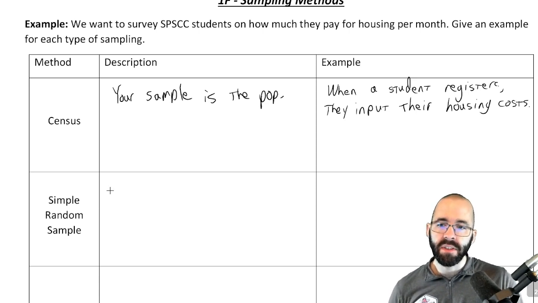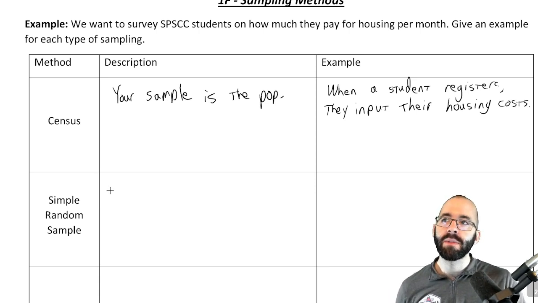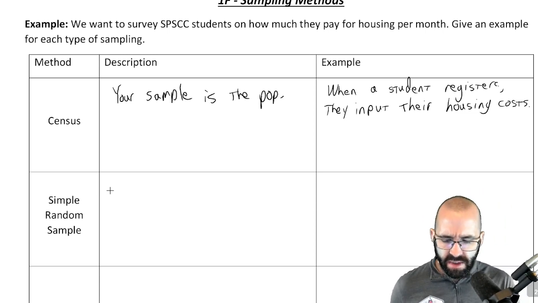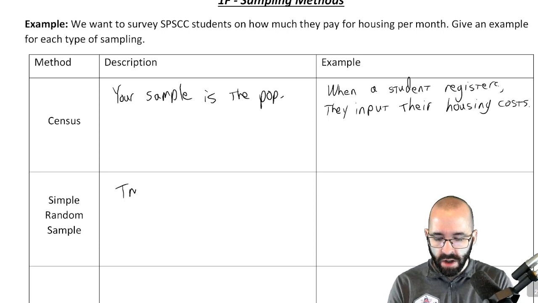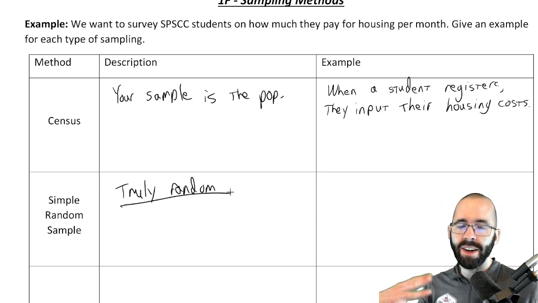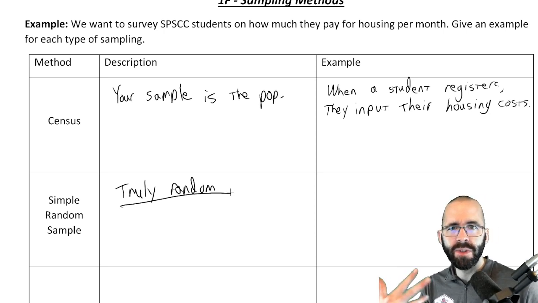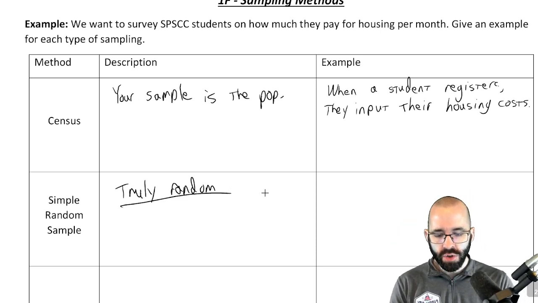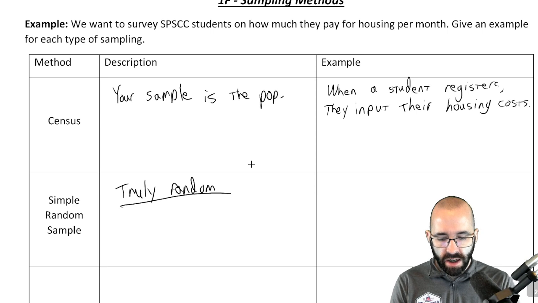Simple random sample is another very common one. It's great because it is random, but it can be a little tedious to do sometimes. Simple random sample is truly random, and that's important. Truly random, and mathematically when we say random, it's different from how colloquially we say random. It's different from how we normally talk about the word random in day-to-day life, but truly random selection.